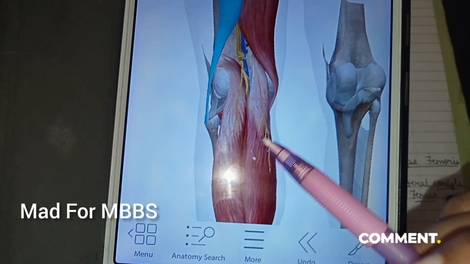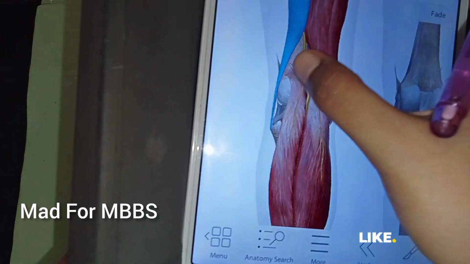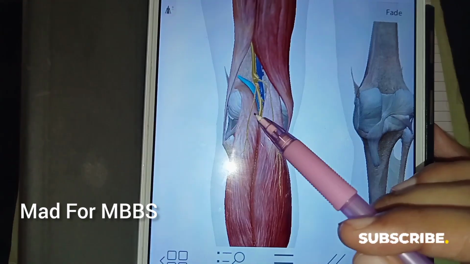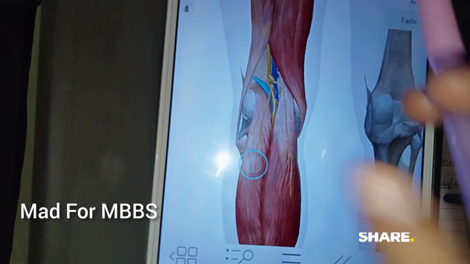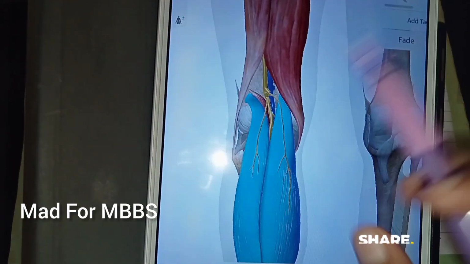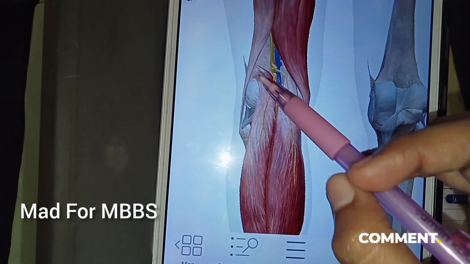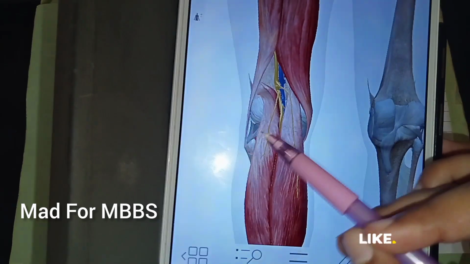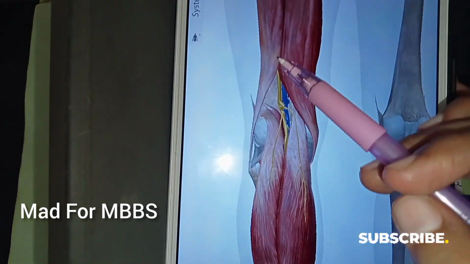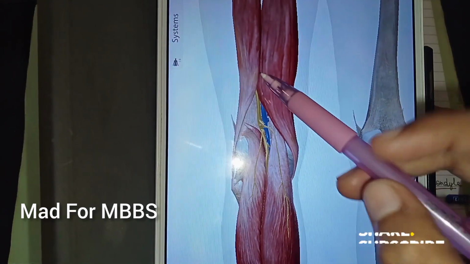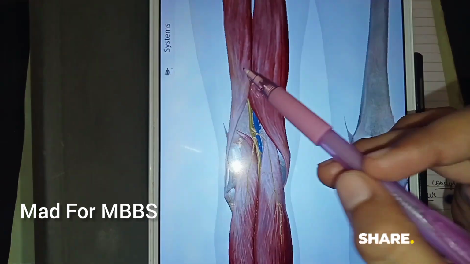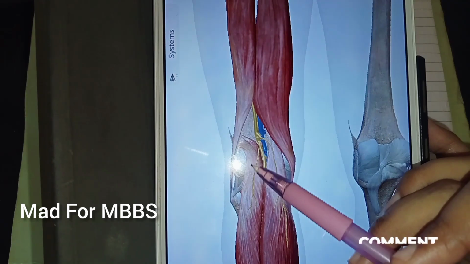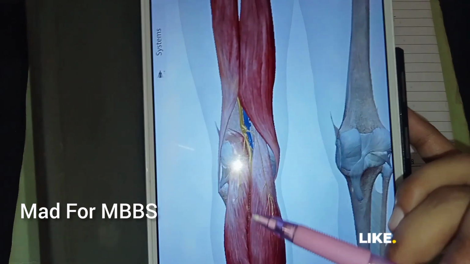In the lower part, we have the plantaris muscle, which is this laterally, and the lateral head of gastrocnemius. This full part is the lateral head of gastrocnemius. Again, laterally, we have biceps femoris, plantaris muscle, and the lateral head of gastrocnemius.